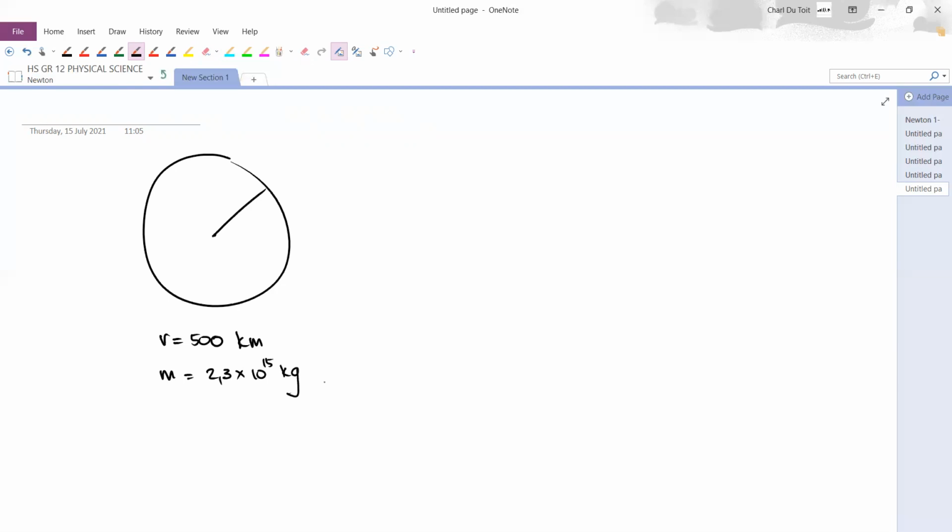Right. And then we have another object. So this is A. We have another object. Its radius is not applicable. It's too small. The mass is what? 6,000 kilograms. Right, I want to know, what is the force that A exerts on B?